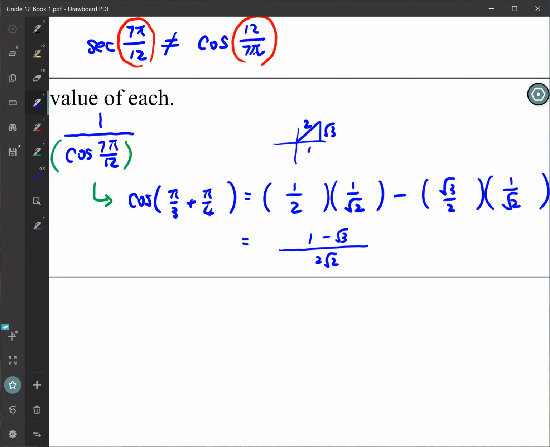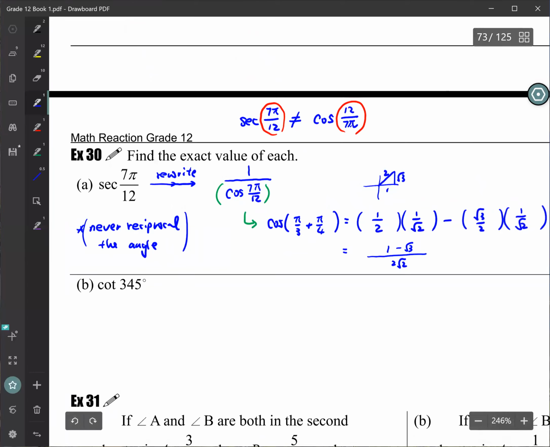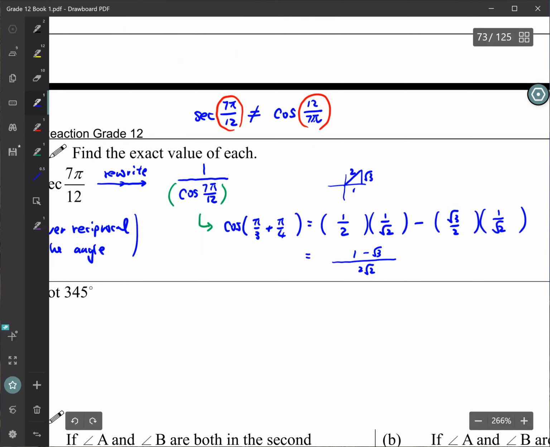Okay? Don't start simplifying yet, right? Because the question is secant, right? So don't start rationalizing. We need to flip it, okay? So we need to go back up, right? Remember this was done on the side. So the original question is 1 over what you got, right? The thing that you got is 1 minus root 3 over 2 root 2.